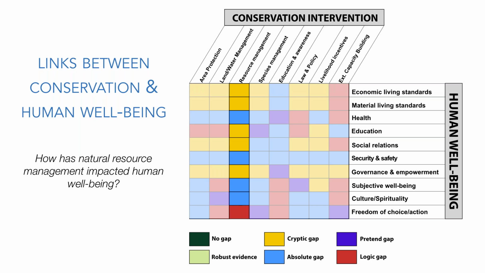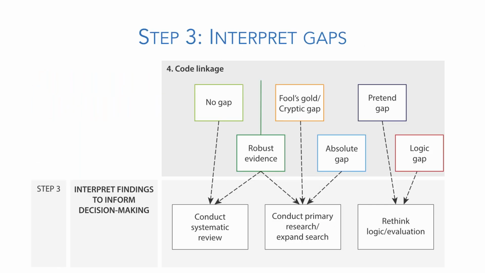In our area of interest as a user of this map, we see that the links between natural resource management and the domains of human well-being are characterized by cryptic, absolute, and knowledge gap, or cryptic, absolute, and logic gaps. So what do we do with it then? So our last step then is to interpret these gaps and take appropriate action.